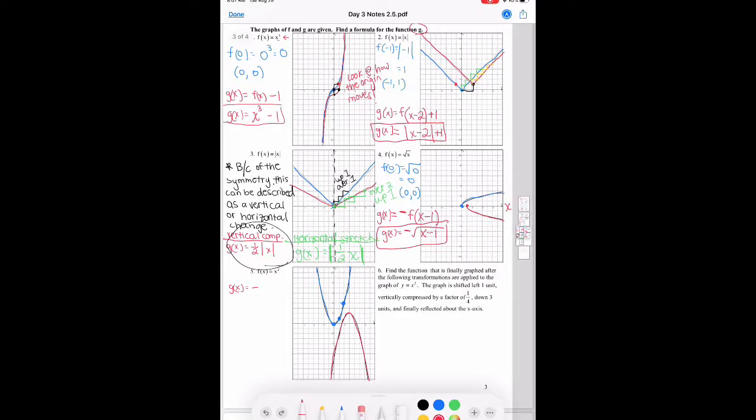Actually, before I do that, so I know I have a negative on the outside. We also see that the origin has moved to the right 3 and up 2. So I'm going to go ahead and write to the right 3. I'd have to subtract 3, and then up 2.